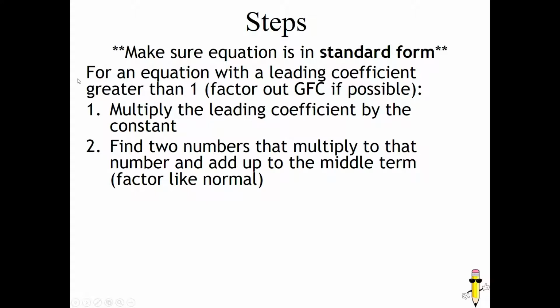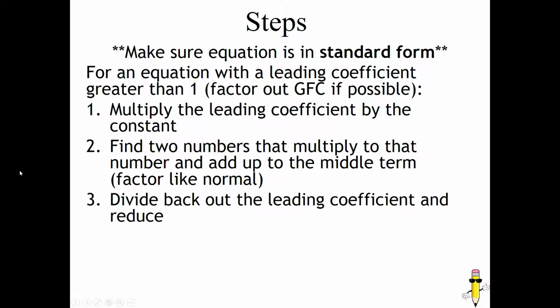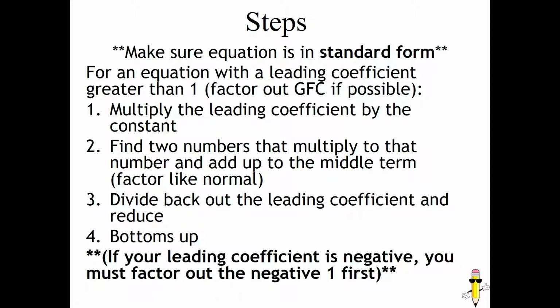And then our second step is to find two numbers that multiply to that number and add up to the middle term, factor like normal. Our third step is to divide back out the leading coefficient and reduce. And then our fourth and final step is going to be bottoms up. If your leading coefficient is negative, you must factor out the negative first, and you always make sure that you are paying very close attention to your signs.